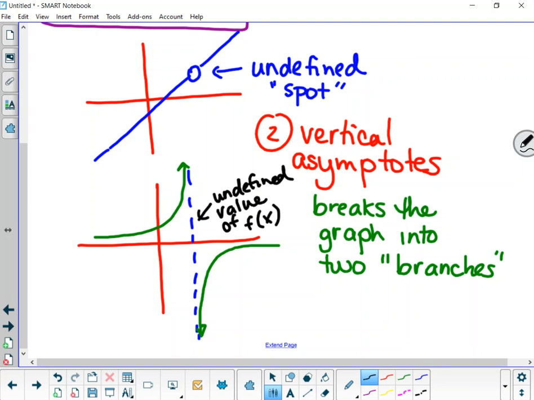The function can get undefined just at one little teeny tiny spot or at a whole bunch of spots. It's kind of like there's a whole bunch of holes that kind of gang up together, if you want to think about it that way, and make like a whole line of undefinedness that makes a whole barrier.